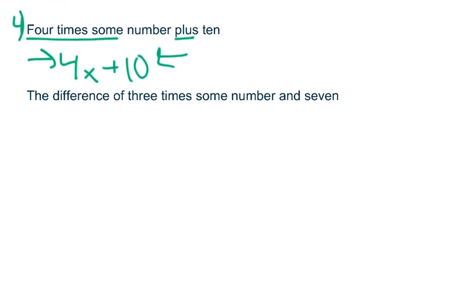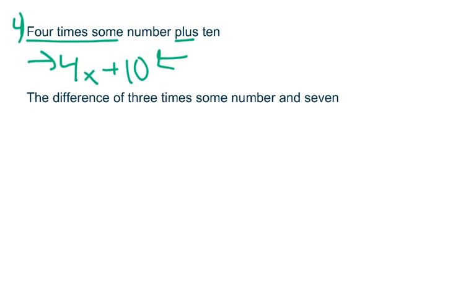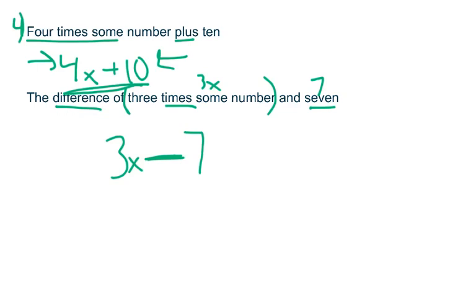All right. Finally, we have the difference of 3 times some number and 7. This is a problem where we need to take a look at those key words. So I'm seeing difference, times, 7. So difference means that we're going to be subtracting 2 things. And usually we like to have a more sophisticated expression like 4x plus 10 than just x minus 7. But that could definitely be the case. So here I have 3 times some number. That's 3x. Here's 7. And I'm going to take the difference of them. So 3x minus 7.